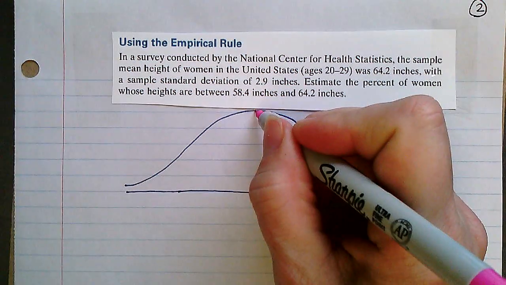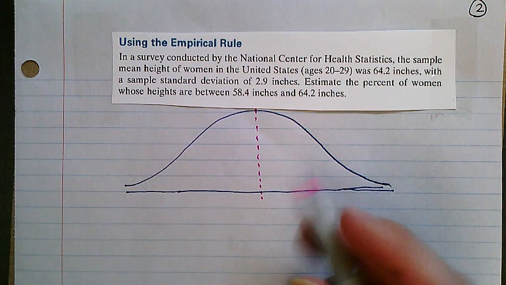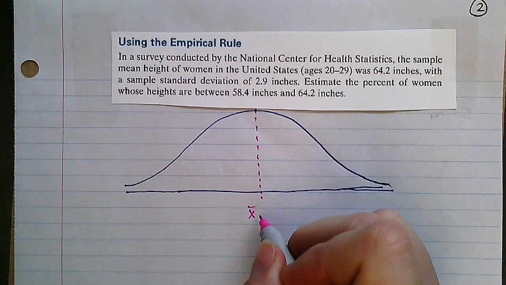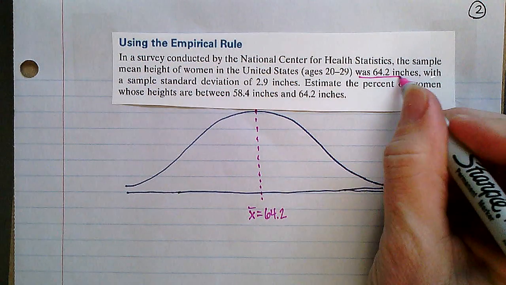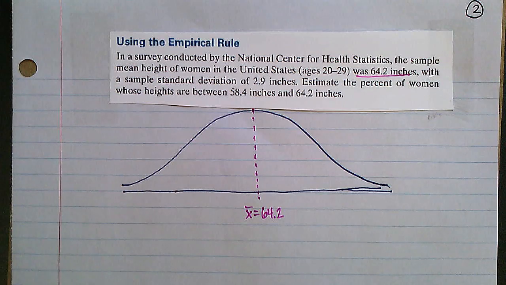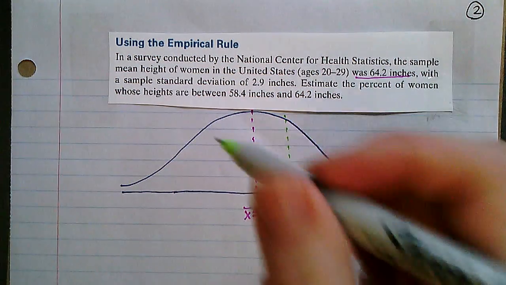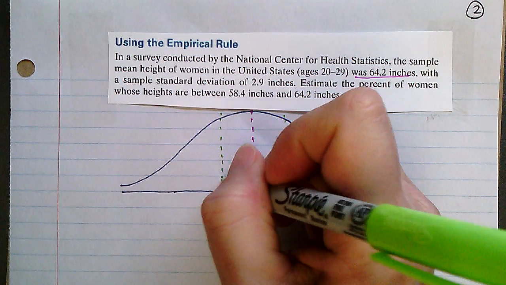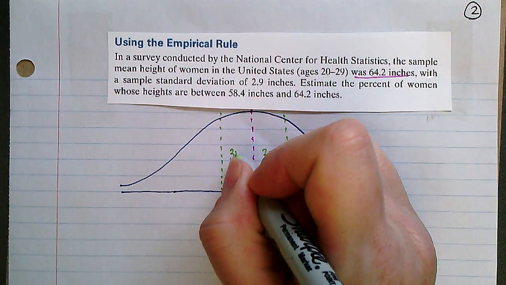Remember that the mean is right in the middle of the data set. And we have a sample mean, so it's going to be X bar. And it is 64.2 inches because it tells us the sample mean was 64.2 inches. Now it's also giving us information about the standard deviation. So we're going to label off that 34% that's one above and 34% that's one below. So here we have 34% of data. Here we have 34% of data.